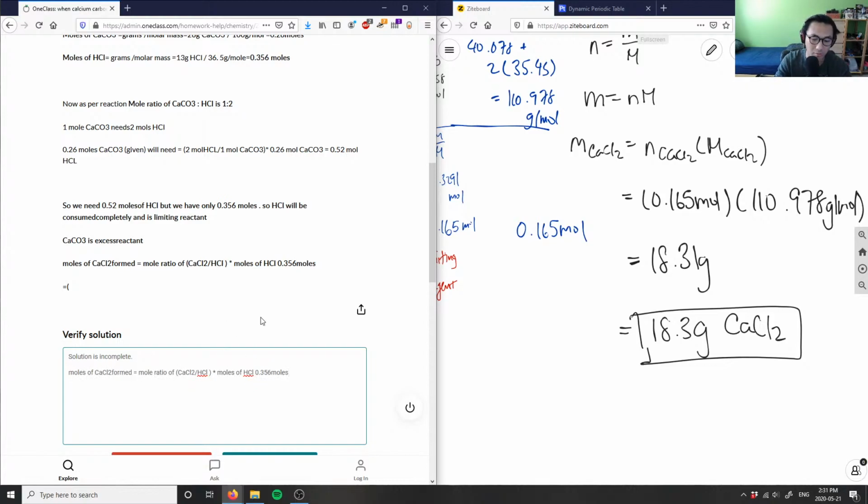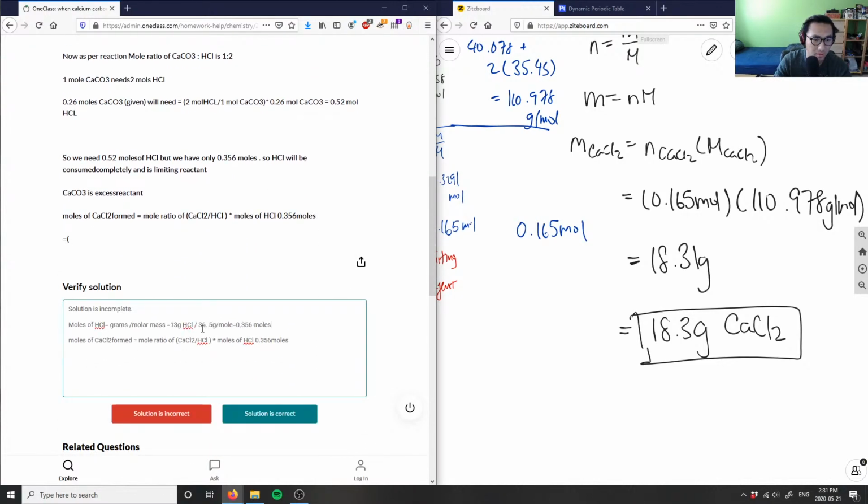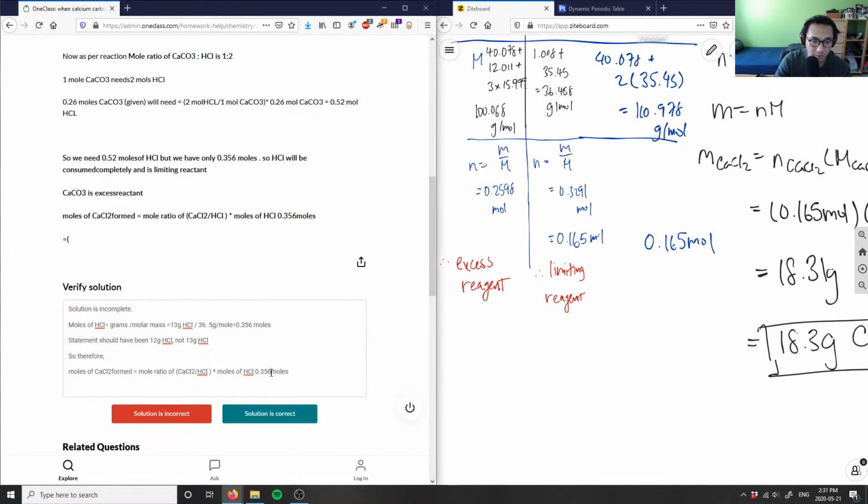Or actually, no. They actually divide by 13 instead of 12 here. So let me copy and paste this. And this statement should have been 12 grams HCl, not 13 grams of HCl. So therefore, this would have been 0.3291 here, which would equal 0.165 moles of CaCl2.